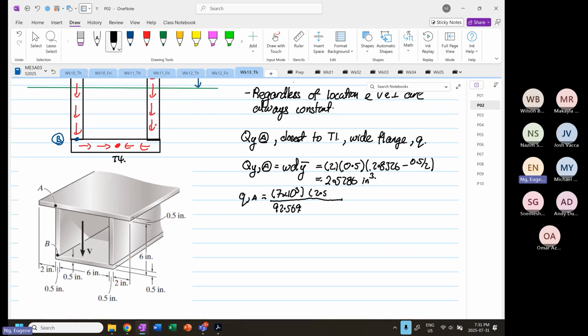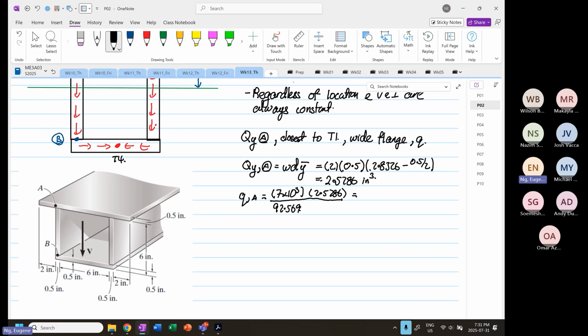And then 2.5286, right? So 7 power 3 times 2.5286 divided by 92.569. It's going to be 191, right? I got 191 point. Oh, did I do 92.569? 2.52. Did I calculate wrongly?